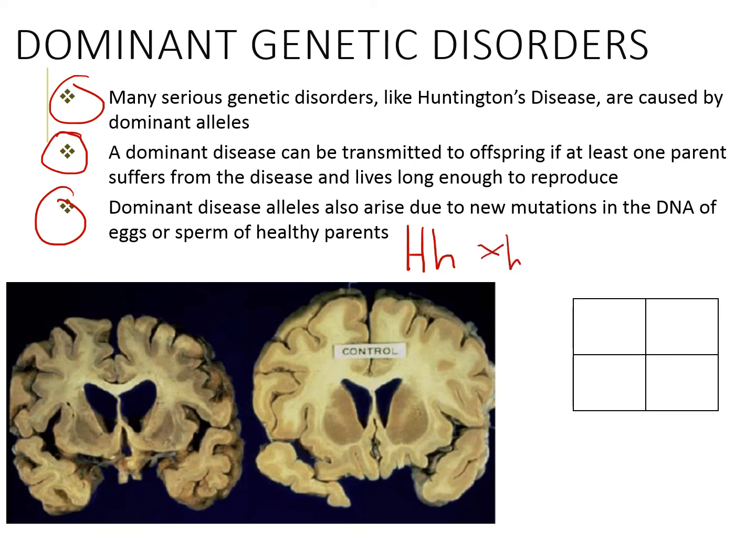One of their parents is affected, crossed with someone who's not affected. So the trait would be like so. Half the gametes have the Huntington's disease allele from one parent, this parent, and the other half just have the healthy allele. So what we get is half of the offspring will have Huntington's disease.